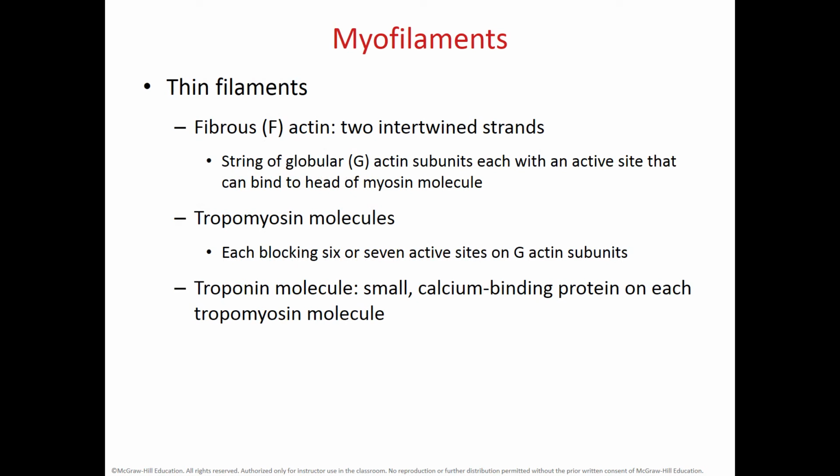Now, the thin filaments are made of a protein that is called actin, and this actin is going to form also like a helix, so it's going to be two intertwined strands, and then it's going to have some units that are called globular actin or G-actin, and this globular actin will have an active site that is going to bind the head of the myosin, so that you have actually physical connection between the thin filaments and the thick filaments, forming like a bridge.